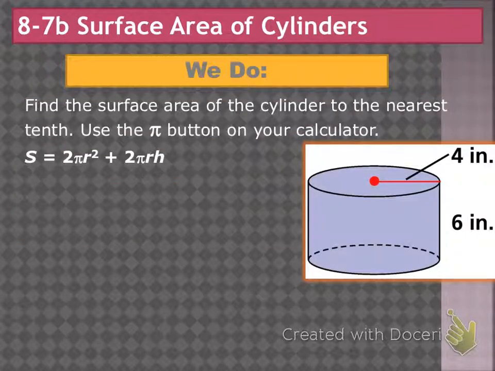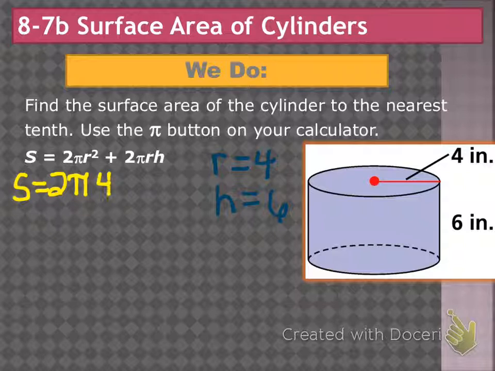So to find the surface area of this cylinder, first off we need to figure out a few things. Our radius is going to be 4. And our height, that's the height of the cylinder, which is 6. So now we're going to use that formula. We've got surface area equals 2 pi, the radius is 4, so 4 squared, plus 2 pi times the 4 times the 6.